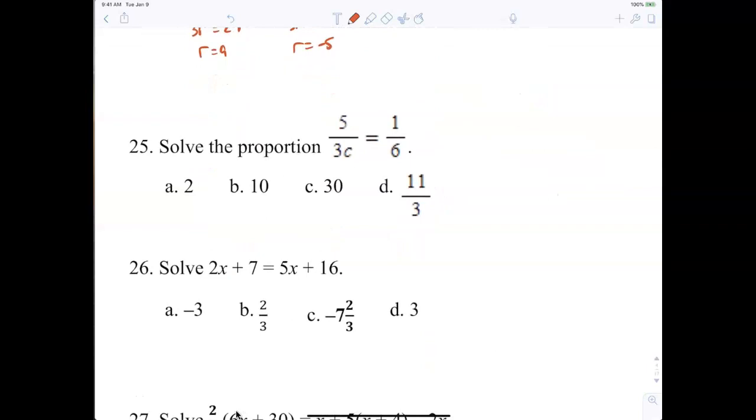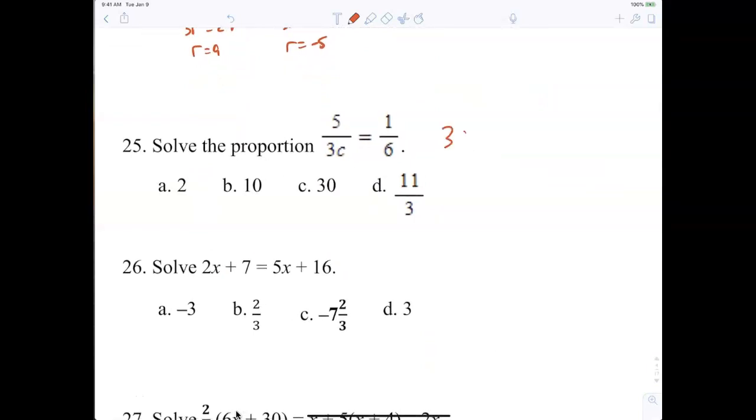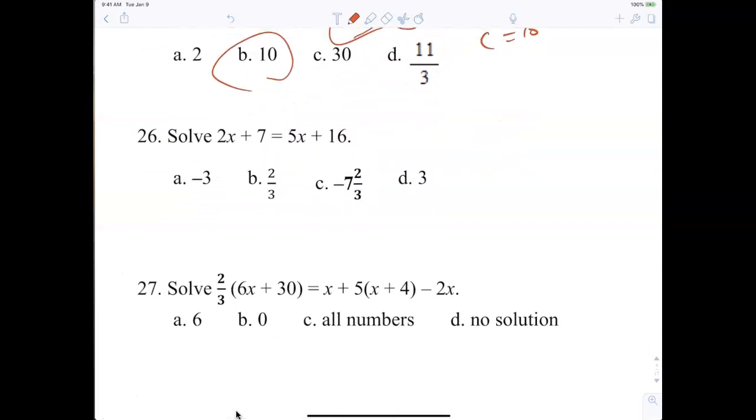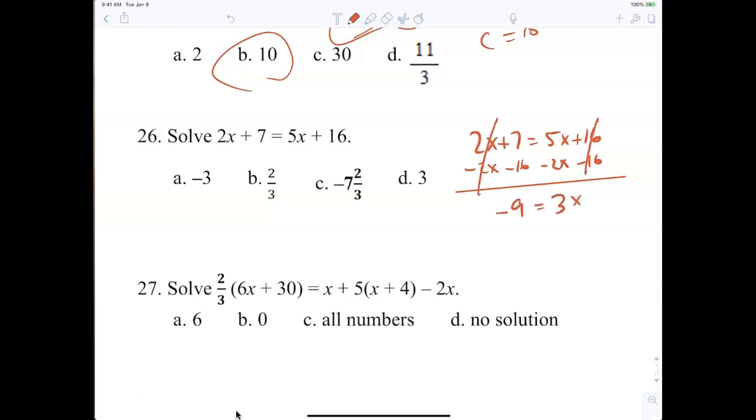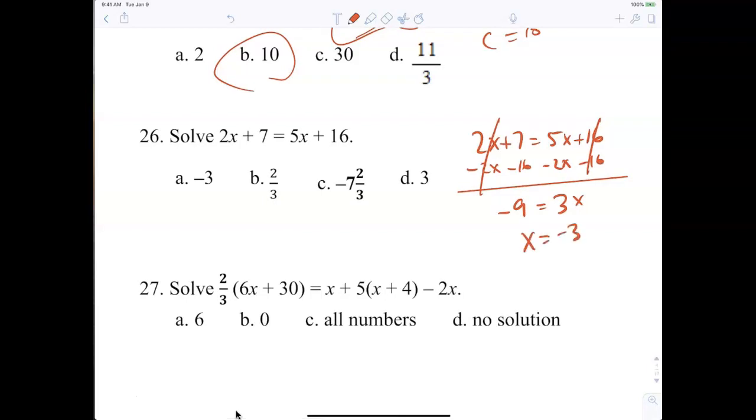Alright, solving this proportion, we just cross multiply. So 3c equals 30, divide by 3, c equals 10. Alright, remember, multiply that. Alright, solving 2x plus 7 equals 5x plus 16. Remember, I like to put the variable positive. Alright, so to keep the variable positive, I move the 2x. Alright, so those cancel. So now 3x is equal to negative 9. So x is equal to negative 3. So correct answer for 26 is A.